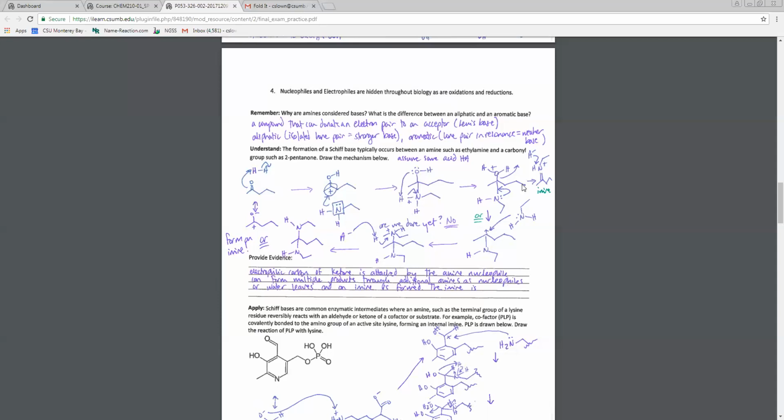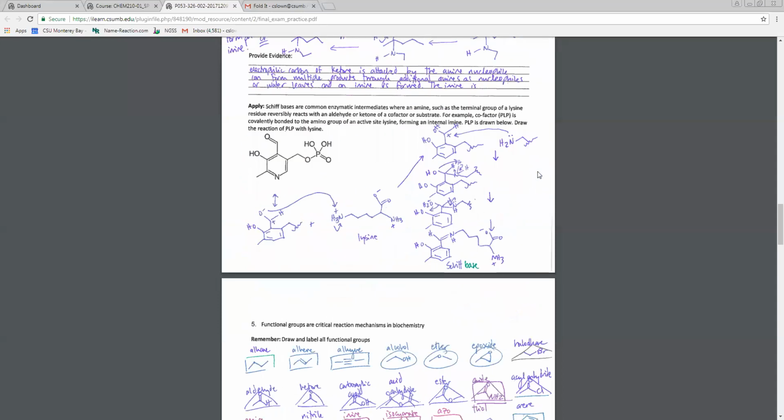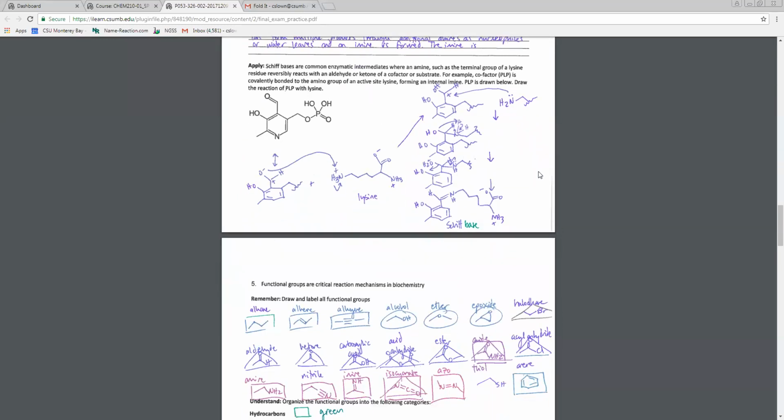So the imine, which we see up here, right, can only be formed really if we drive the reaction through the loss of water. This is the application. So Schiff bases are common enzymatic intermediates where an amine, such as the terminal group of lysine residue, reversibly reacts with an aldehyde or ketone of a cofactor or substrate. So the cofactor PLP is covalently bonded to the amino group of an active lysine, forming the internal imine.